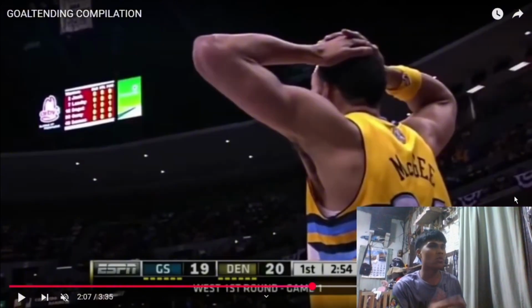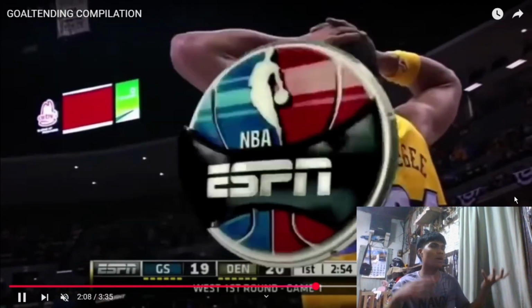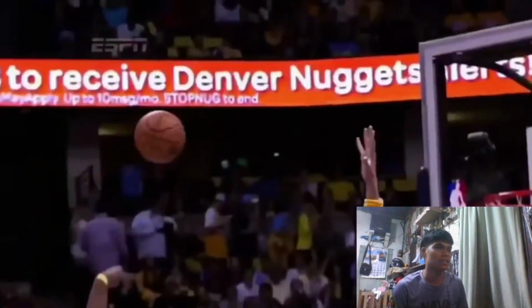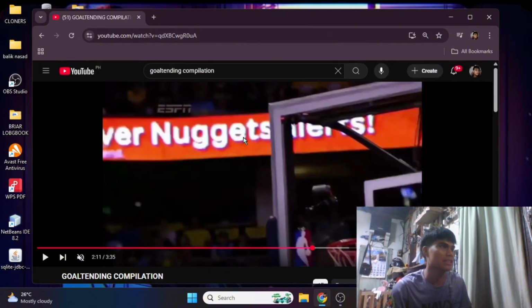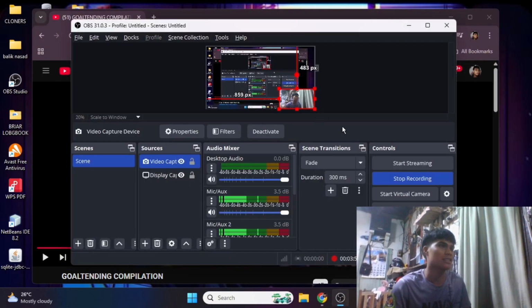Okay? It's a pass, no? And then, while the ball is at its peak, McGee takes the ball while it's on its peak. He did nothing else. So, that is goaltending.